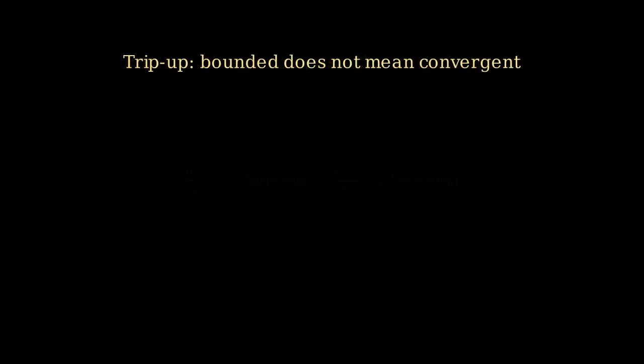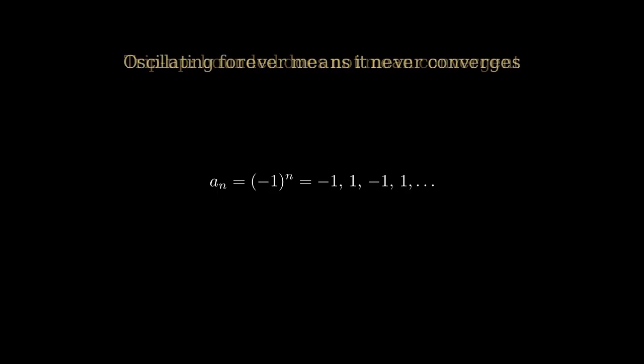Now, a common trip-up. Learners often assume that being bounded is enough on its own to guarantee convergence. It is not. A sequence can be perfectly bounded and still oscillate back and forth forever, for example, alternating between two fixed values like -1 and 1. That sequence never settles down to a single limit, so it does not converge even though it is bounded.